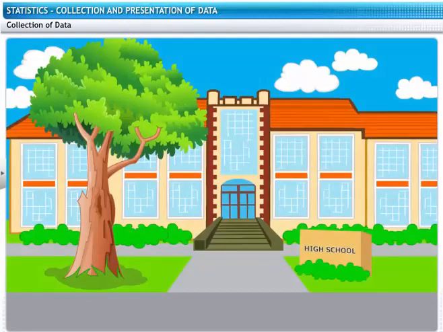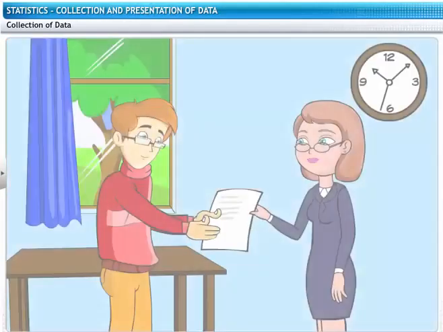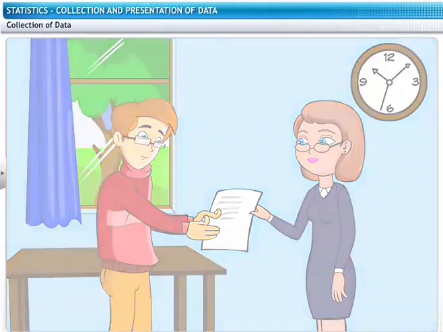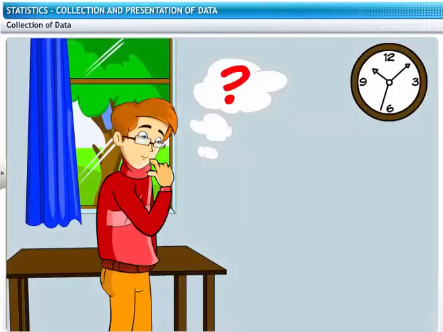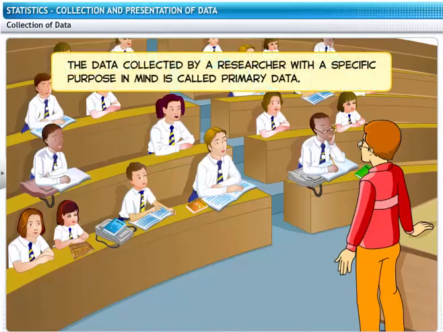The school authority wants to deploy a school bus for their students coming from a particular locality. Our friend here is assigned a project to find out how many children in the school come from that locality. Now, how would he collect this data? One way to collect this data is that he personally speaks to every child in each class to find out where that child lives. The data collected personally by him is called primary data.